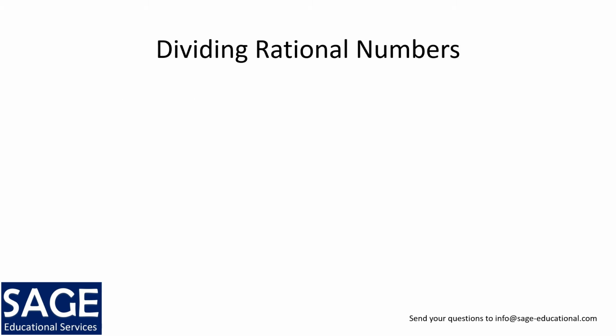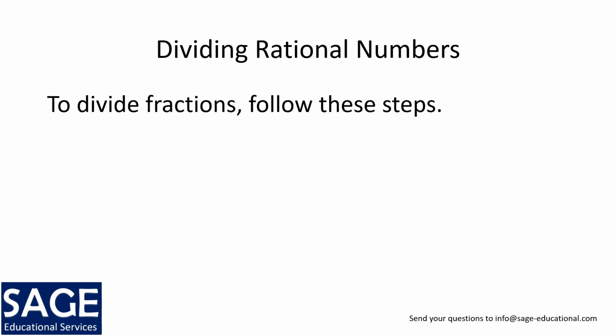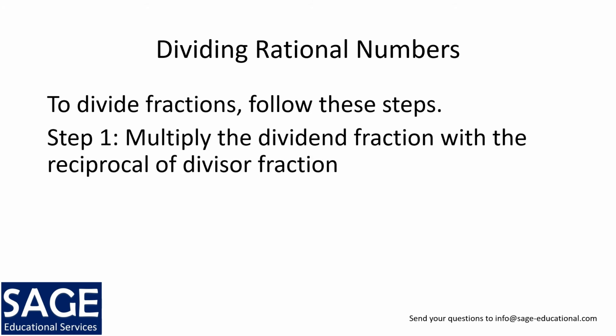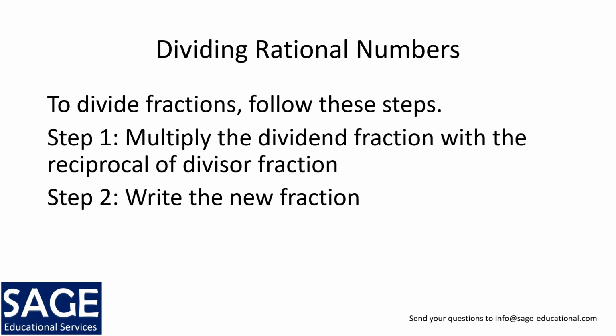So in order to divide two fractions, you change that into a multiplication. You multiply the dividend fraction with the reciprocal of the divisor fraction, and then you write the new fraction and reduce if necessary. So let's see how that works out.